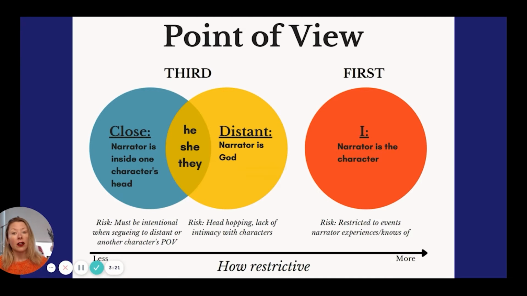Close is where the narrator is really inside one of the characters' heads at a given time, though. So in the same way that first person is looking at the world through the eyes of one character, close third is very similar. It's just instead of using I, you use he. Whereas distant third, you can think of it as the narrator is God, in the sense that the narrator can see inside everyone's brains and report what's going on there.